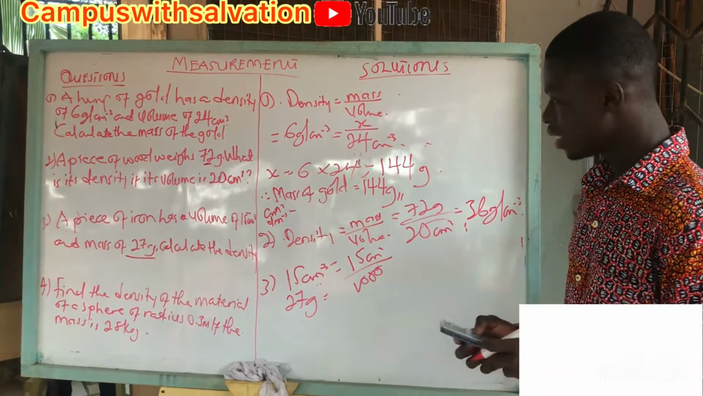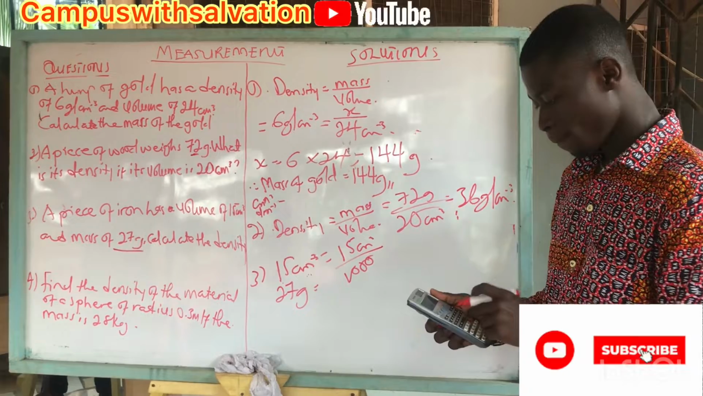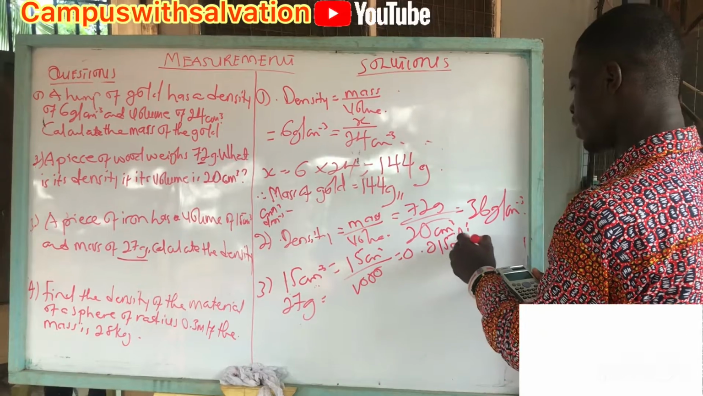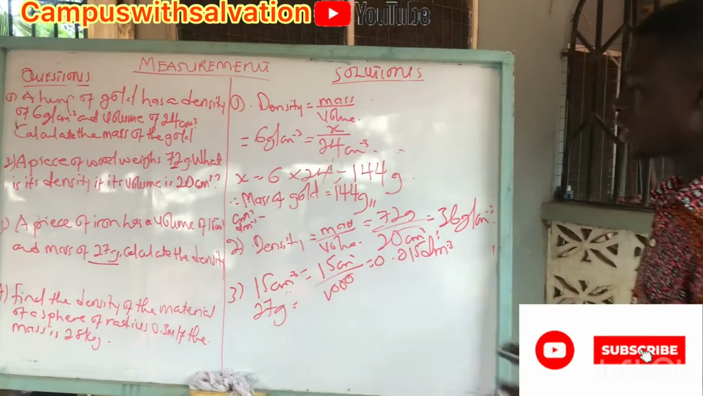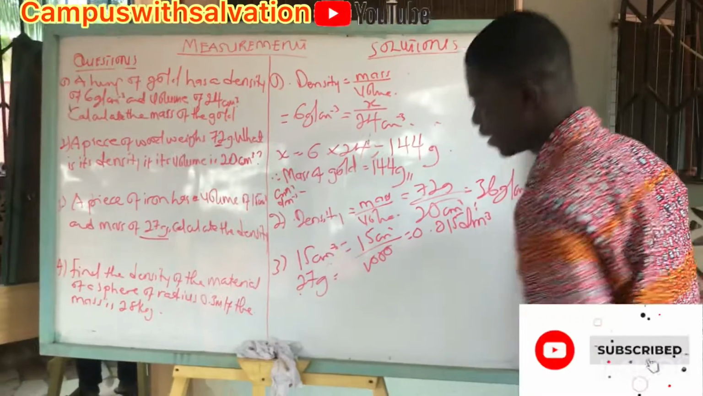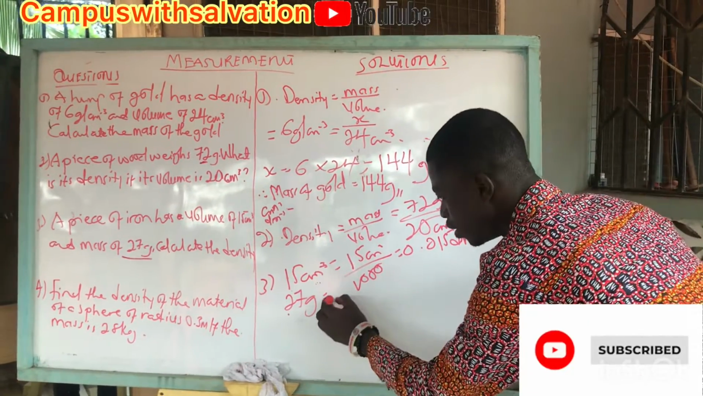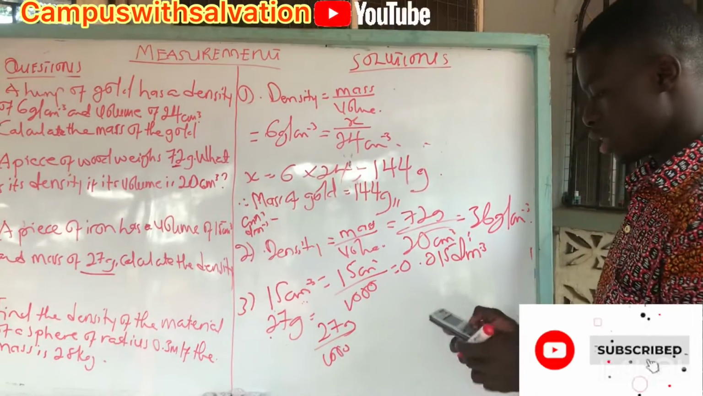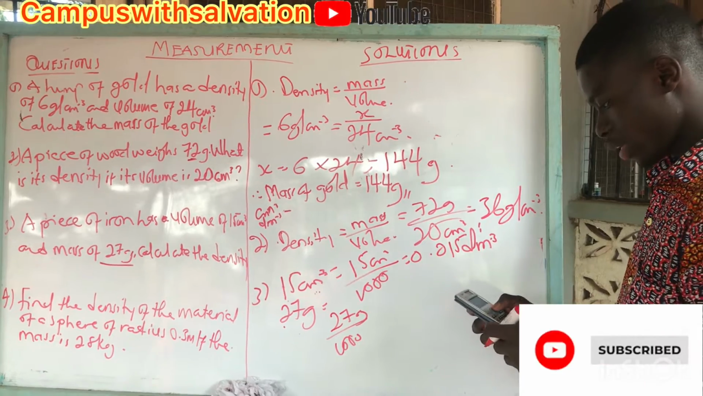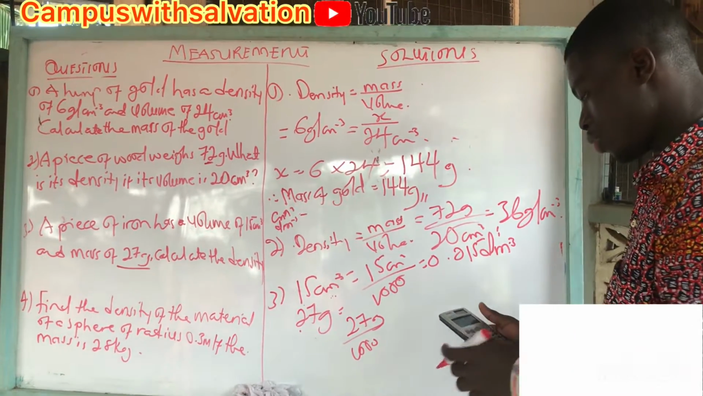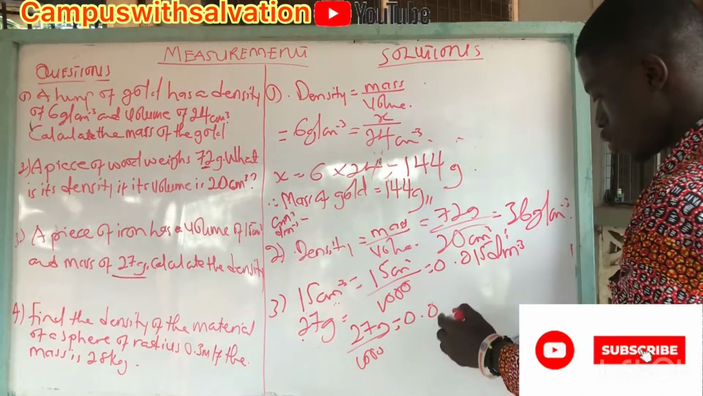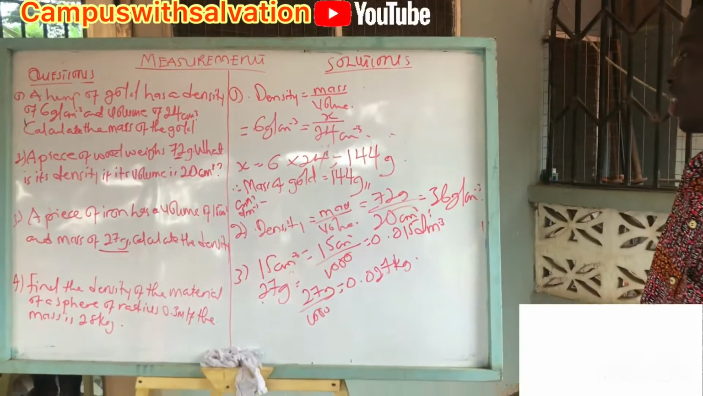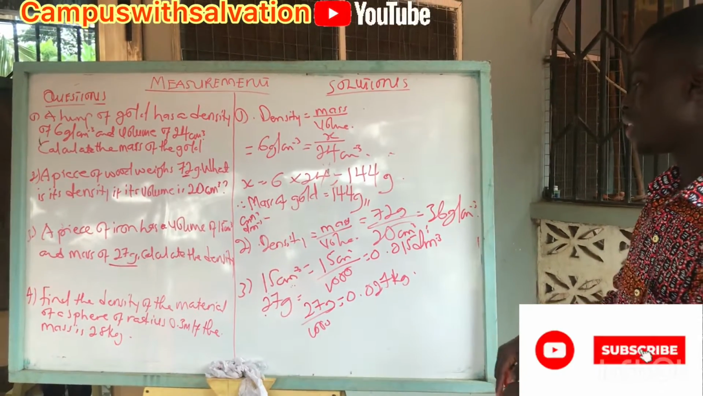So let's go, 15 divided by 1000. It gives you 0.015. So this one is in decimeter cube. The same thing, converting this to kilograms, it goes like this: 27 grams divided by 1000. So you just point it. 27 divided by 1000, which will give me 0.027 kilograms. So you just paste the values in, and you just get your answer.